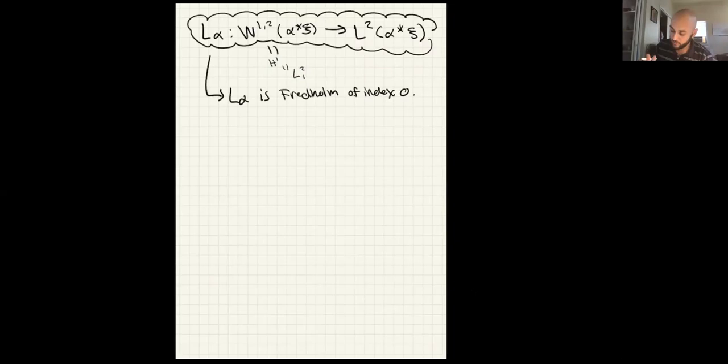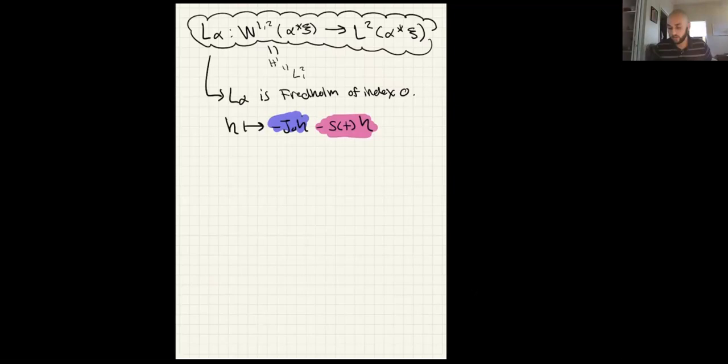Remember that in coordinates, it looks like eta goes to negative J naught eta dot minus S of t eta. I'm just going to isolate it into two pieces using colors. Technically the second piece is formed by a composition: including W1,2 into L2 and then slapping the matrix S onto it. That is a compact operator because the inclusion is compact, and composing it with any other Banach space map gives you a compact operator. So if you could argue that the blue piece is Fredholm of index 0, then you'd be done, because adding a compact operator doesn't change that.